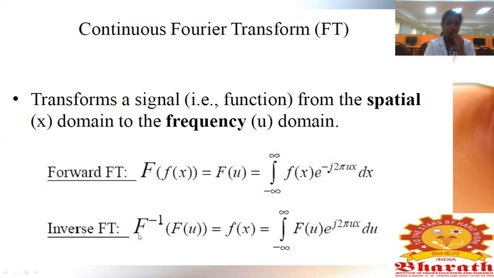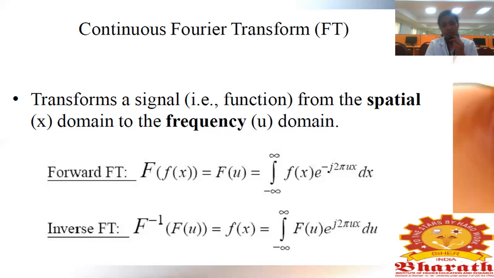We make use of F inverse. So after F inverse, I'm going to make use of F of u, which means I'm going to apply an inverse transform on the function F of u. That was the result after applying the forward Fourier transform. Here I'm going to apply the inverse Fourier transform on that particular function.